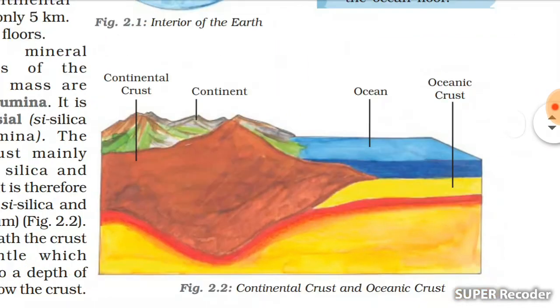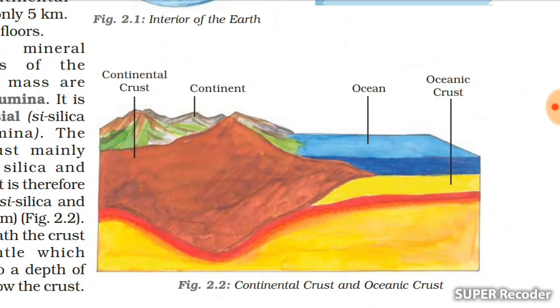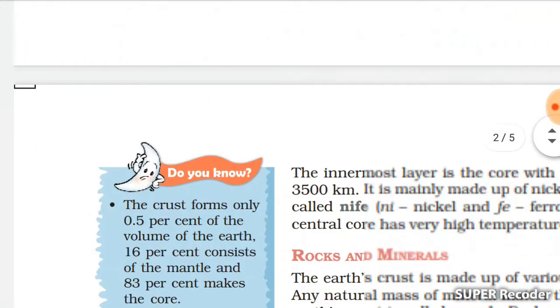See, there is a picture you can see. Continental crust and oceanic crust are mentioned, and how they are formed. The continental part is the mountain ranges, and below that is called the continental crust. The ocean, and below that, the yellow base, is called the oceanic crust.